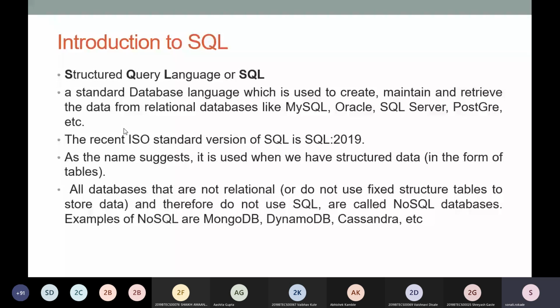All the databases that are not relational and do not have any fixed table structure to store data, at that time we can't apply SQL. Such databases are called NoSQL databases, and some of them are MongoDB, DynamoDB, and Cassandra. We can't apply structured query language or fire this kind of queries on them. We have to follow another procedure.